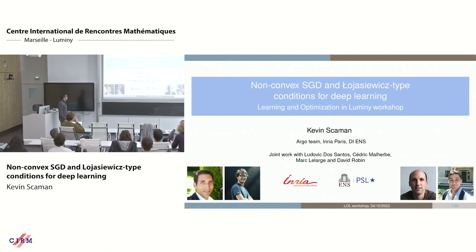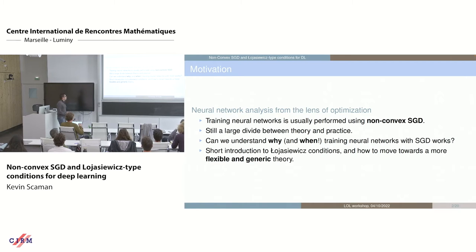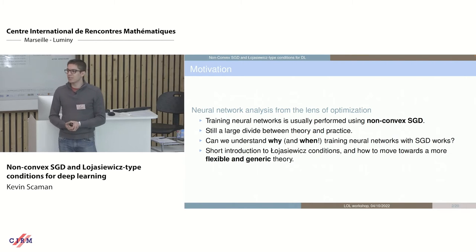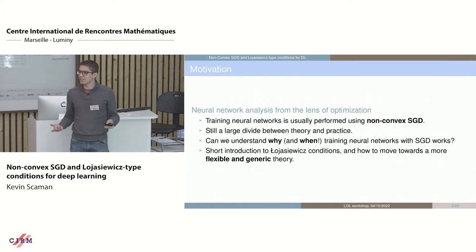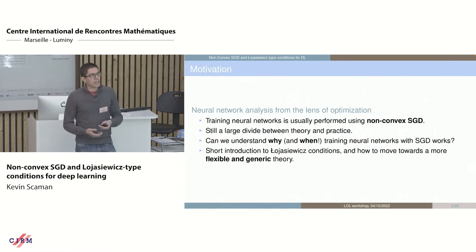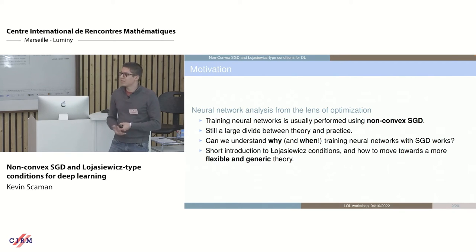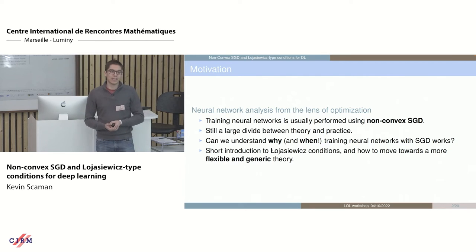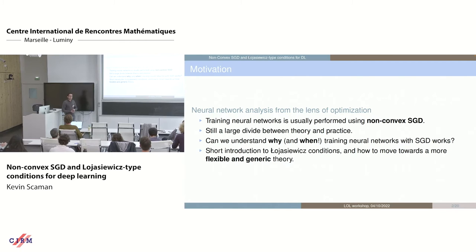So basically what we want to do is try to better understand why neural networks can be trained with stochastic gradient descent. You know, all of you, I guess, know that stochastic gradient descent or its variants like ADAM, etc. are used in practice to train neural networks, but it's a non-convex setting. And basically, as long as we move out from the convex settings, theoretically, things become complicated.